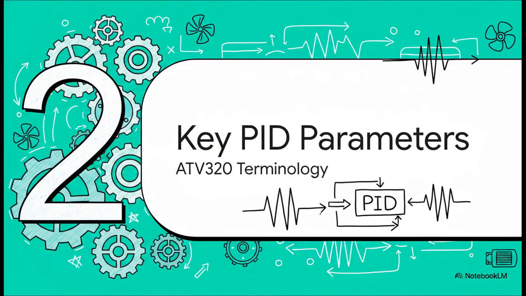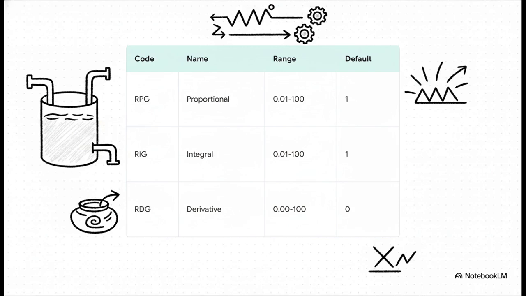Moving right along to Section 2, key ATV320 PID parameters. Let's get into the actual terminology. Okay, engineers, this is for you. Inside the drive, our 3 water tank concepts translate to these exact parameter codes. RPG is your PID proportional gain. That ranges from 0.01 to 100, and it has a factory setting of 1. Next, RIG is your integral gain, which also defaults to 1, and then RDG is your derivative gain.